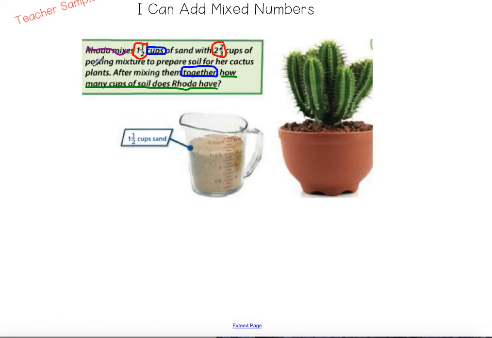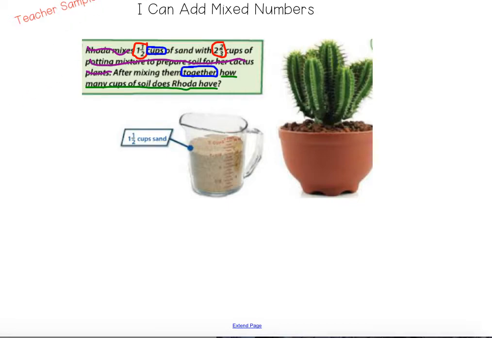Bye, Rhonda. We're glad that she has a cactus, but we don't really care. And then we're going to solve. So using our cubing strategy, we figured out that she's putting two things together. She's putting sand and potting mixture together. Okay? Putting things together tells me that we're going to add, right? Because I'm not taking anything away.